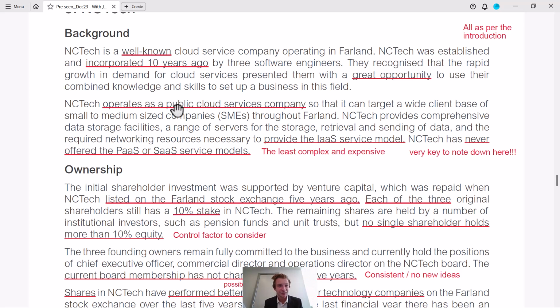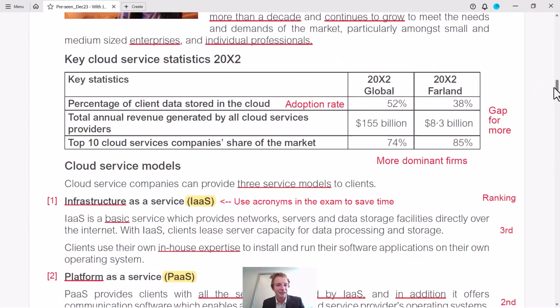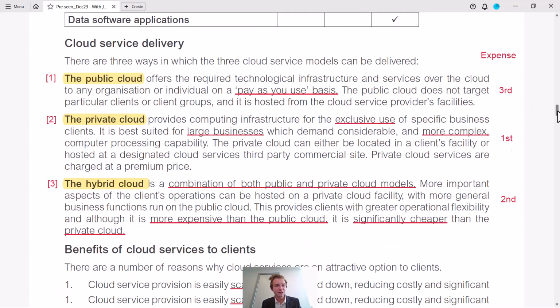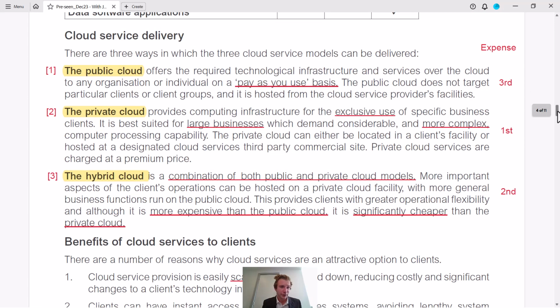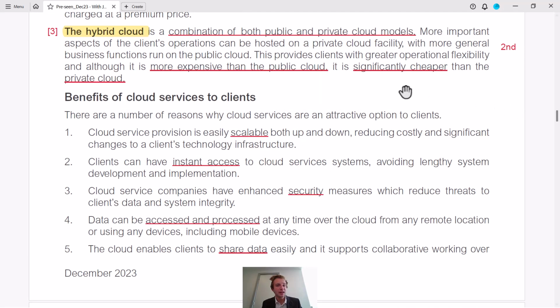It's the least expensive, a pay-as-you-go basis, but the key thing there was they've never offered PaaS and they've never offered SaaS. So very key for you to note down, and again, we'll touch on that in a future podcast, because that now nicely leads us on to, having gone through the basics of what the company does, how they operate and the services they provide, the benefits of the cloud services system to their clients in episode number 2.